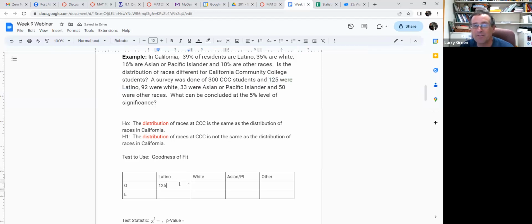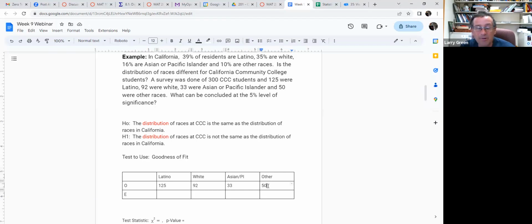How many whites were observed? Very easy. Yeah, 92. So hopefully you see how easy this is. How many Asian Pacific Islanders were observed? 33. And then how many others? 50. Any questions on that? So the observed's easy. Just put in what they told you.